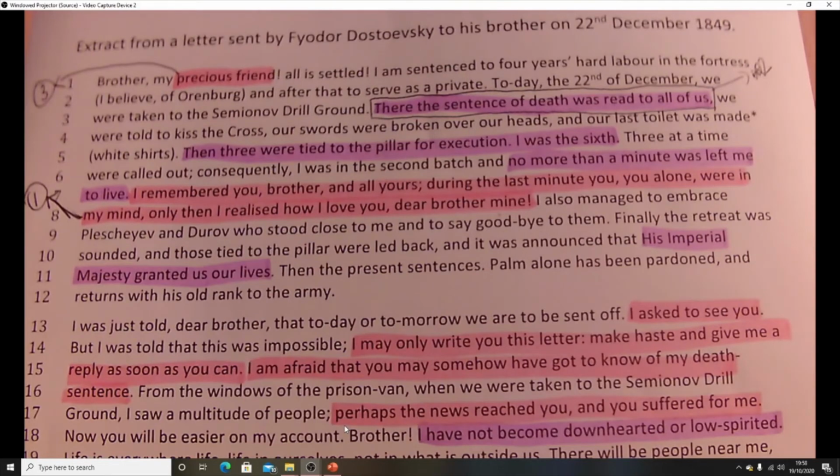Then 3 were tied to a pillar for execution. I was the 6th. 3 at a time were called out. Consequently, I was the second batch, and no more than a minute was left me to live. I remembered you, dear brother, and all yours. During the last minute, you alone were in my mind. Only then I realised how I love you, dear brother mine.